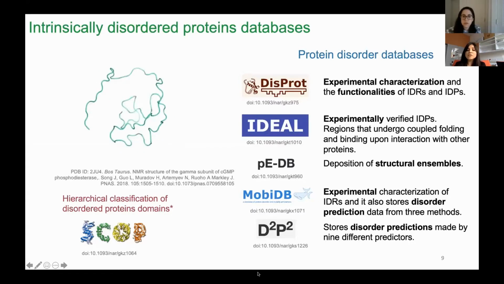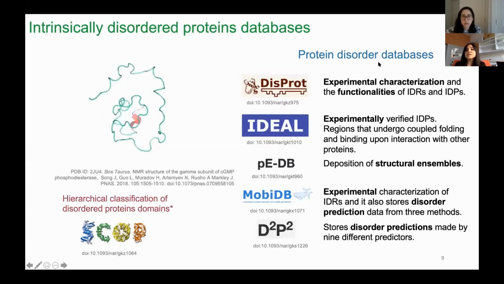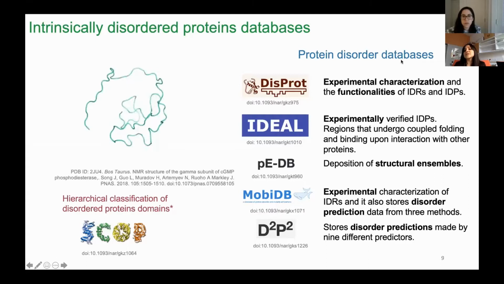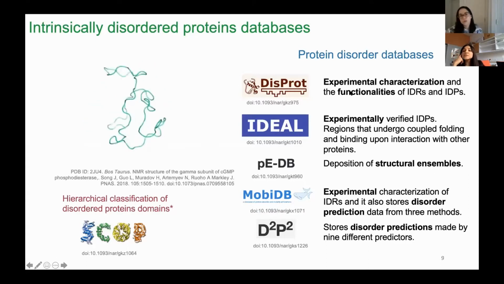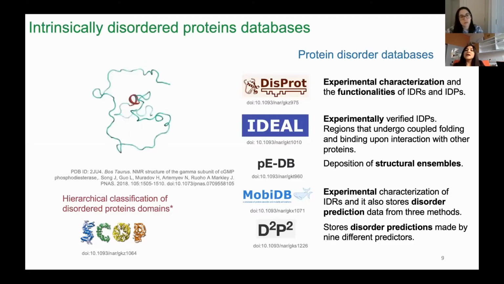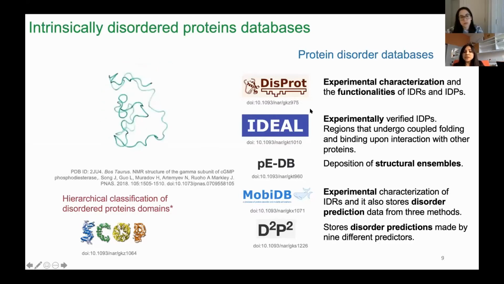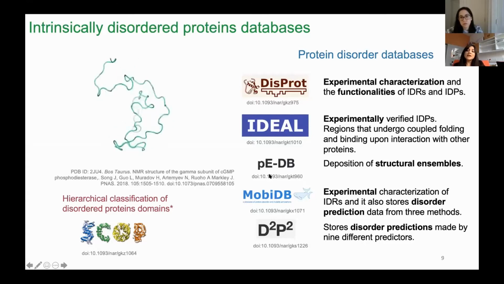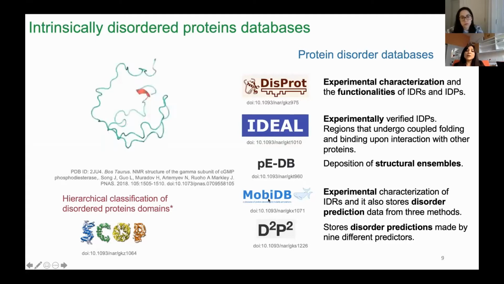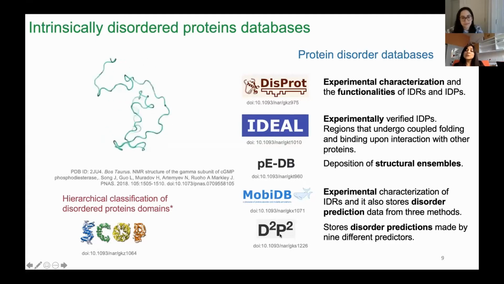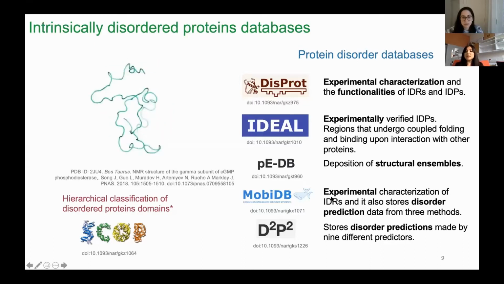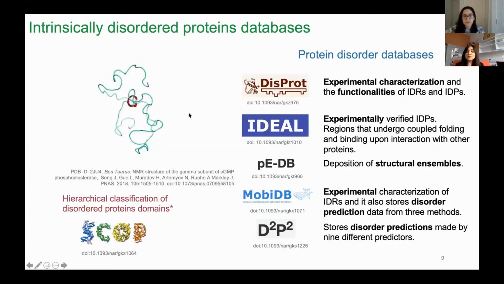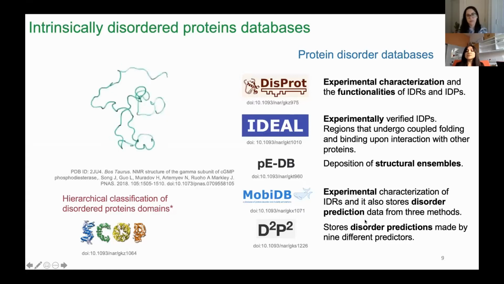Nowadays there exist a lot of protein disorder databases. The most common one is DisProt. DisProt includes experimental characterization and functions of these disordered proteins. IDEAL is also a very well-known database. And I want to talk about MobiDB and D2P2 because, besides including experimental characterization of these disordered proteins, they also store disorder predictions.